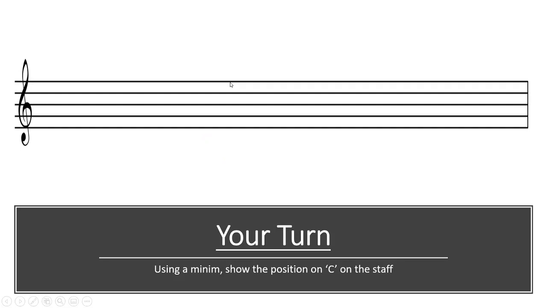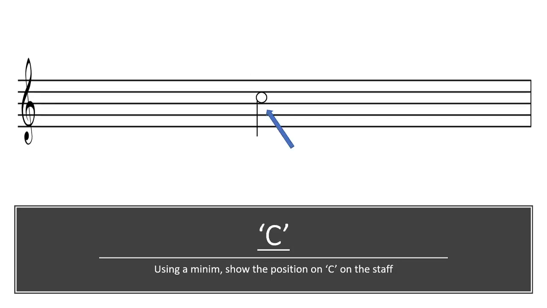Next one, using a minim, show the position of C on the staff. So you've got a minim, think again how that's drawn. How do we draw a minim? What does it have in it? What does it not have in it? And figure out where C would be. Again, start with G and work your way up until you think you've got C on the staff, and then draw it on. And if you've done it right, it's going to look like this.